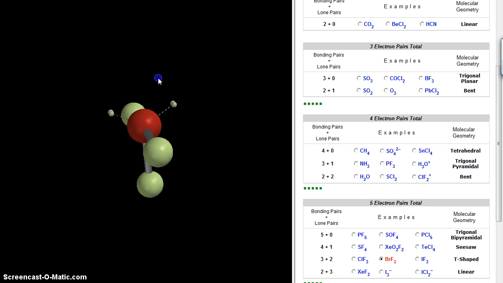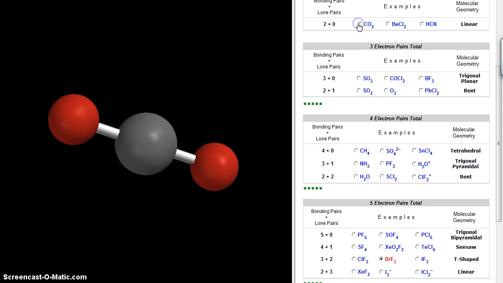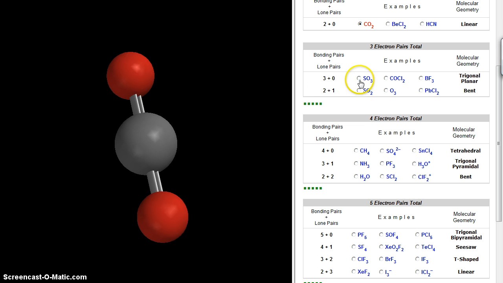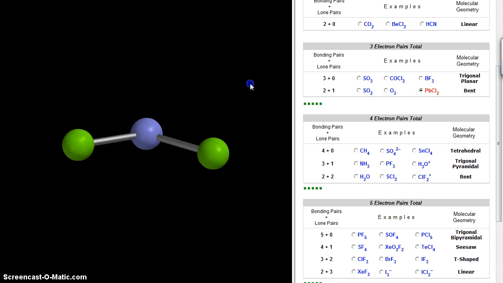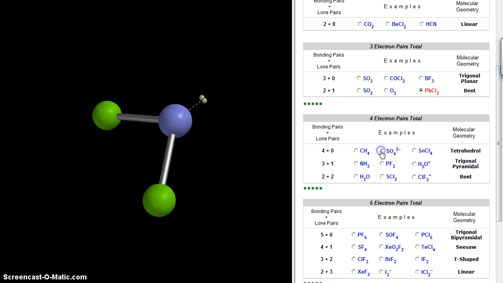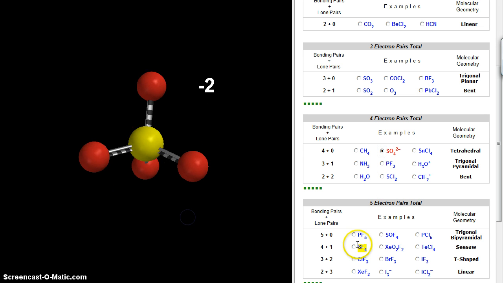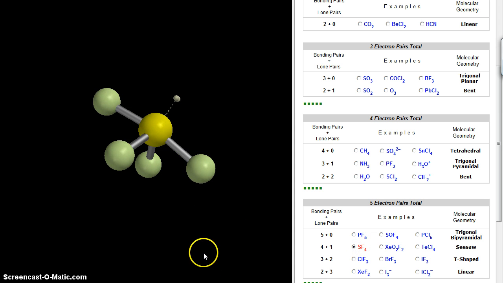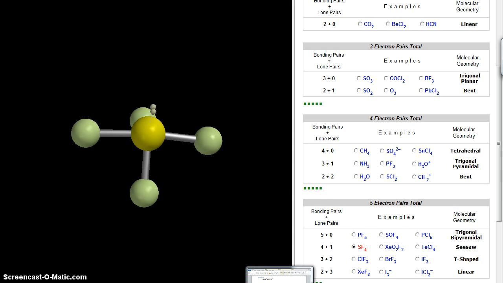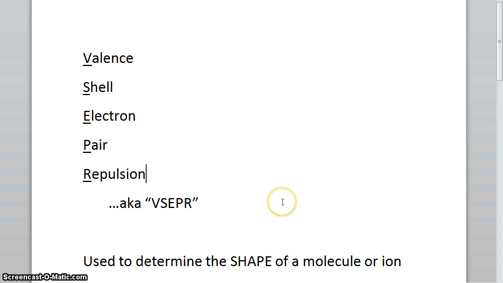A lot of different molecules have different kinds of shapes. If we just click through, you can see a lot of different possibilities about what kinds of orientations these different kinds of molecules and ions can have. And so what we're going to do today is learn how to determine which of these shapes you're going to have. And we do it using this thing called valence shell electron pair repulsion theory, also known as VSEPR.